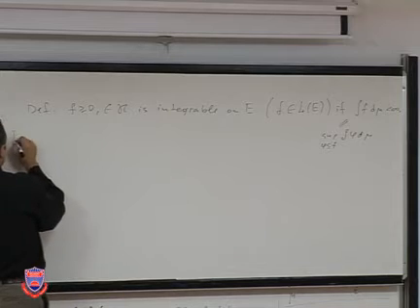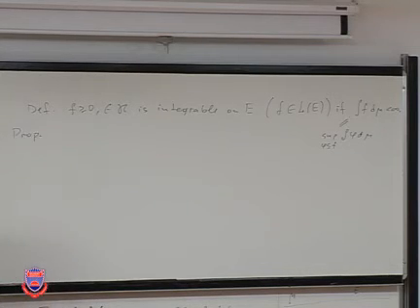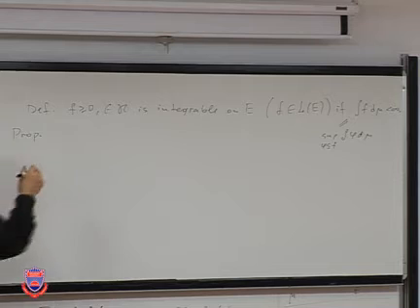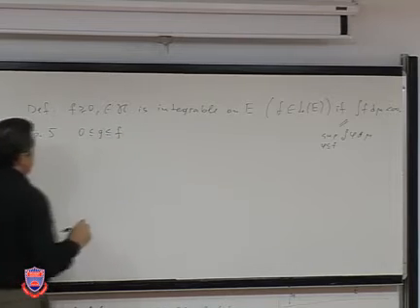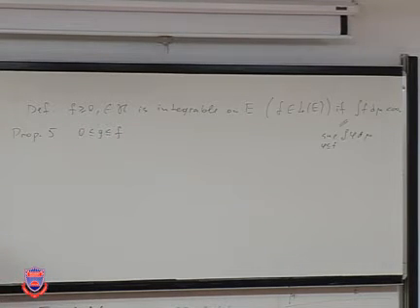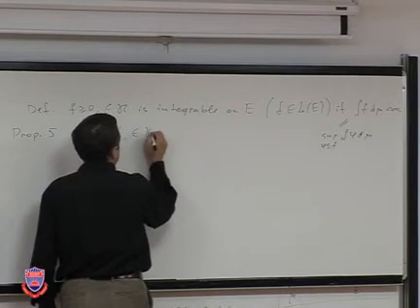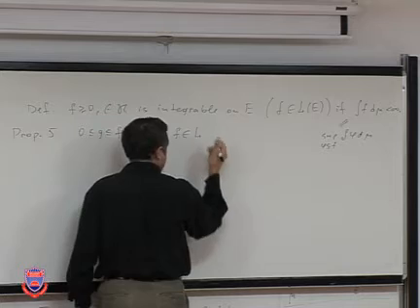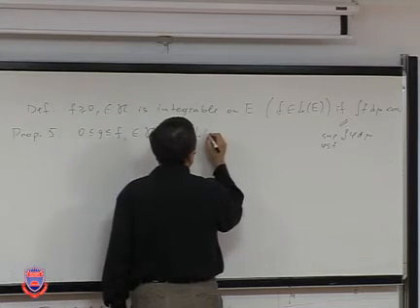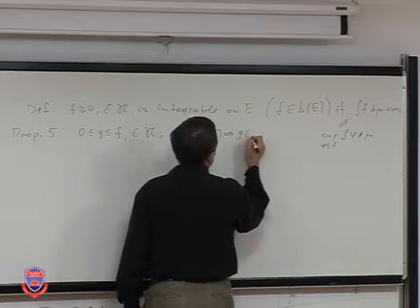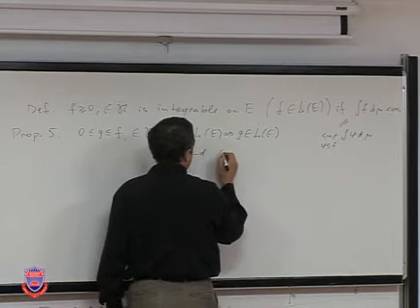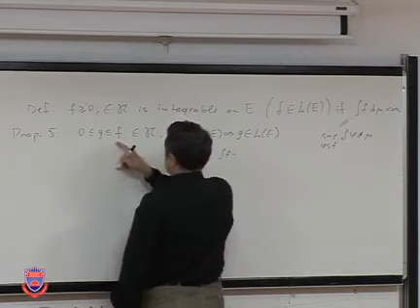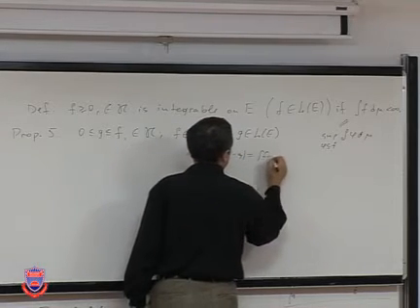About these integrable functions, we have proposition number 5. Proposition 5 says that if we have two functions, measurable, with g less than or equal to f, and the large function f is integrable, then the function g is integrable. And what can we say? The integral of f minus g, which is positive, is the integral of f minus the integral of g.